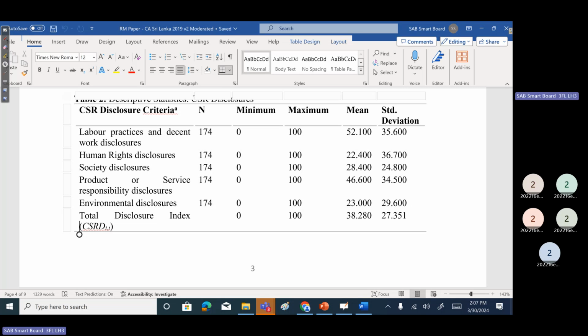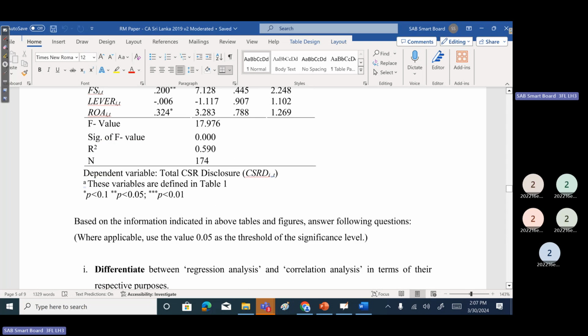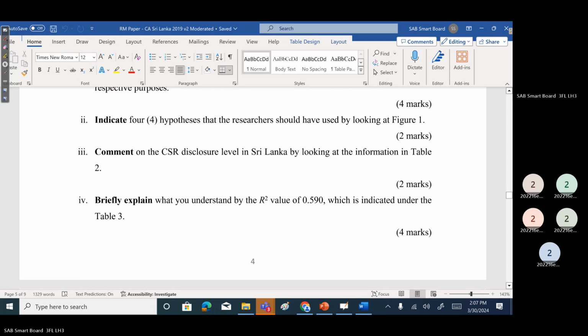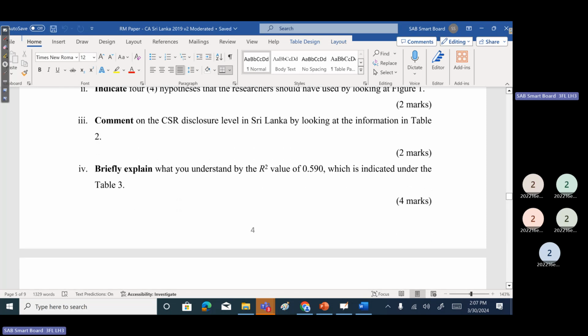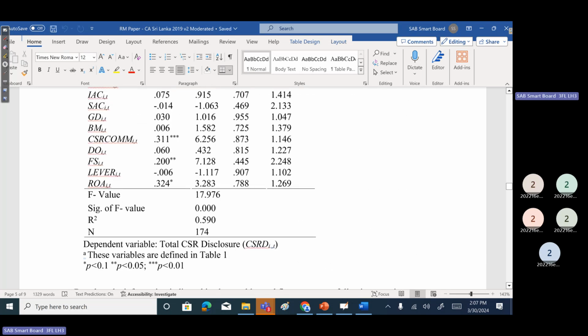Okay, let's go to the next question. Based on mean value and the standard deviation, comment. Briefly explain what you mean by the R squared value of 0.59, which is indicated in table 3, the regression table. What does it mean? What's R squared?